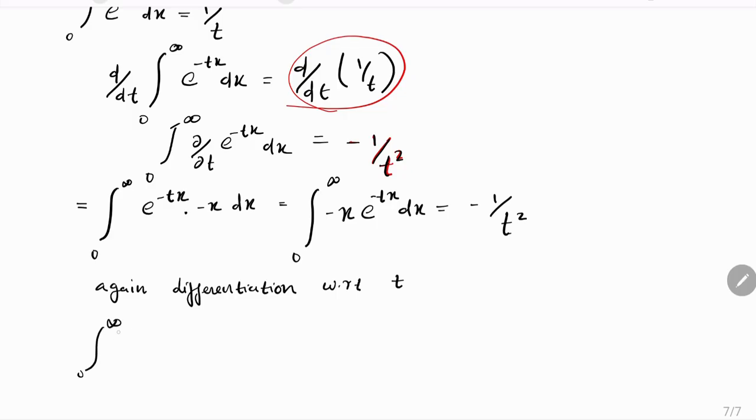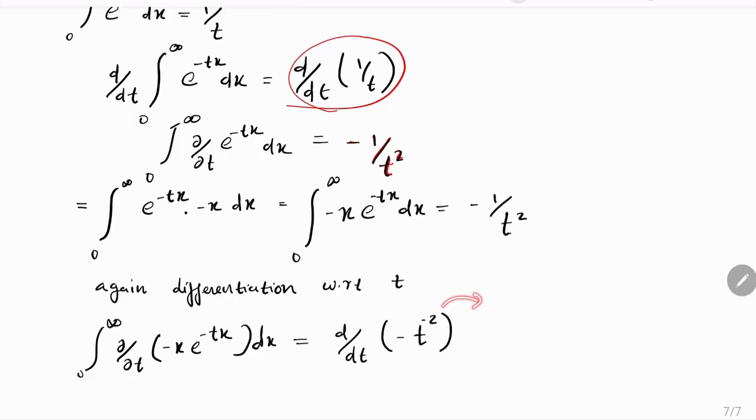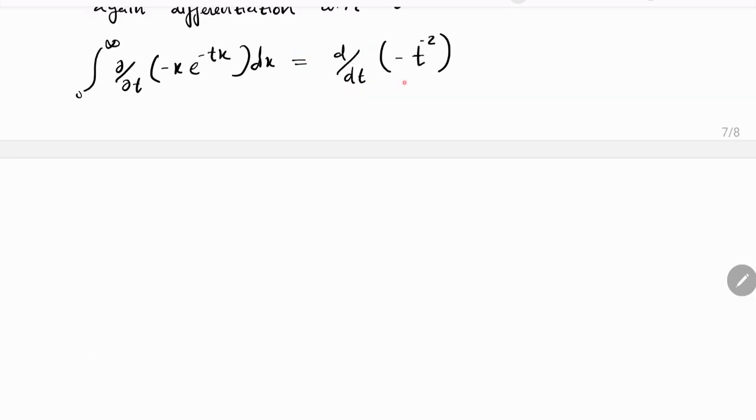Integral from 0 to infinity of ∂/∂t of e^(-tx) dx equals d/dt of (t^-1), which is -t^-2. Then differentiating again gives -2 times t^-3, so the minus signs cancel and we get 2 into t^-3, that is 2 by t cube.